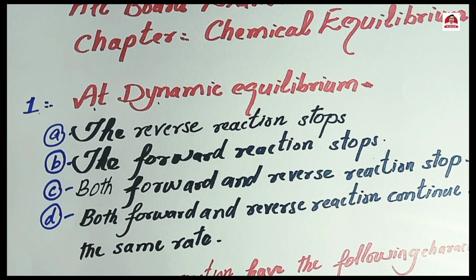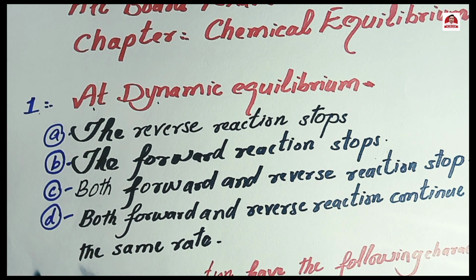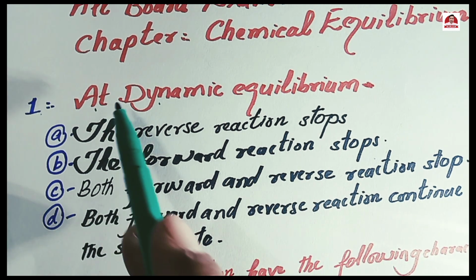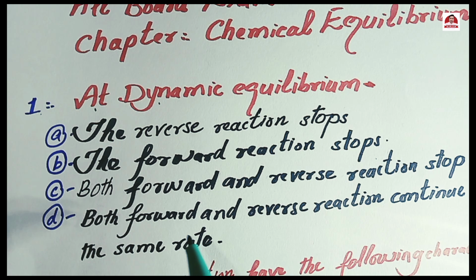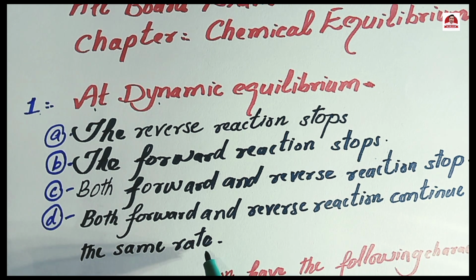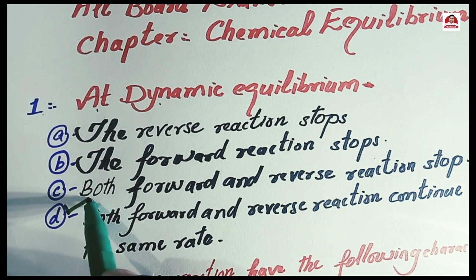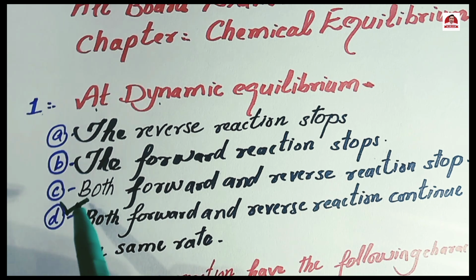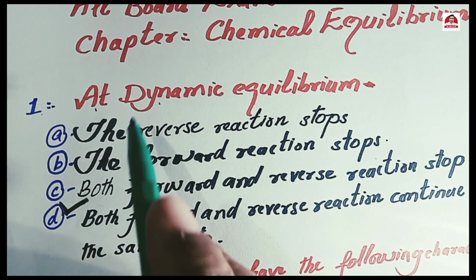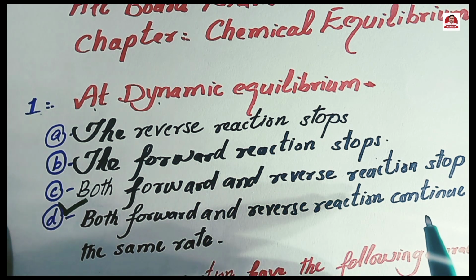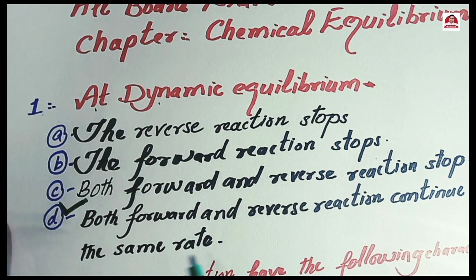So in this, we know that at dynamic equilibrium both the forward and reverse reactions continue at the same rate, so option D is correct. Here option D is correct because at dynamic equilibrium the rate of the forward reaction and the rate of the reverse reaction continue at the same rate.